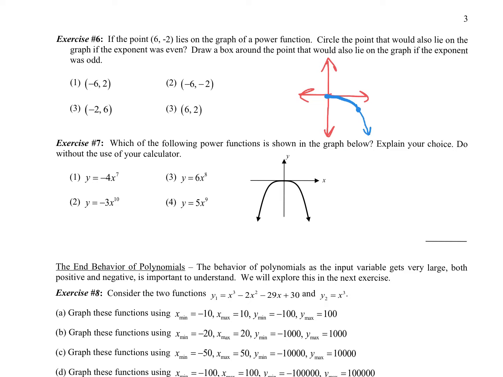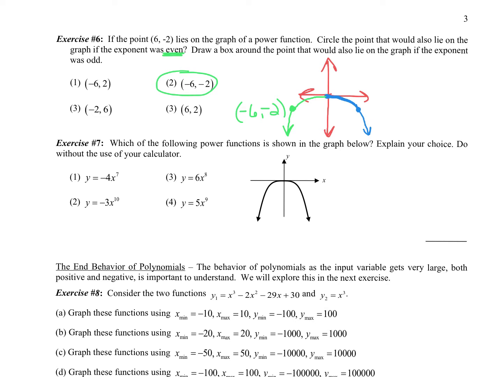Now, then it says circle the point that would also lie in the graph if the exponent was even. So if I do even, I know both arrows have to go in the same direction, right? So this one would have to go this way. It's also symmetric, right? We said even powered functions are symmetric over the y-axis. So if I have (6, -2), I have to have (-6, -2) over here on this side. So that's what I'm going to circle.